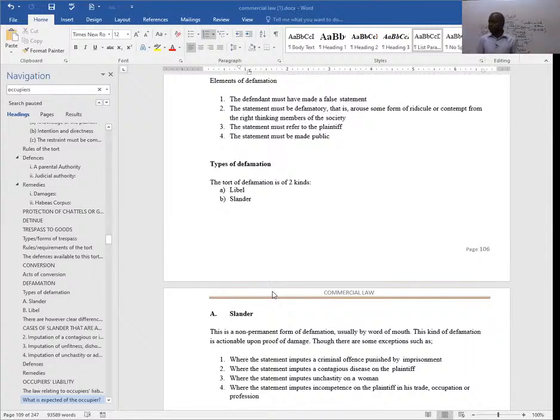If it is libel, then it is actionable without any form of proof of damage, because the evidence that will be there is maybe a printout of a newspaper or a magazine, whereby the statement made about a particular person is not true, because it is in a permanent form.